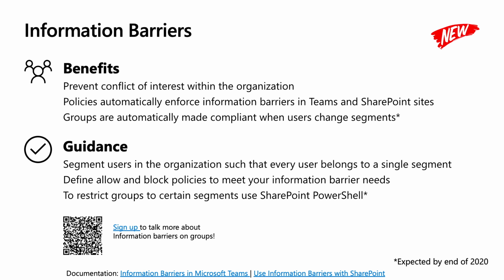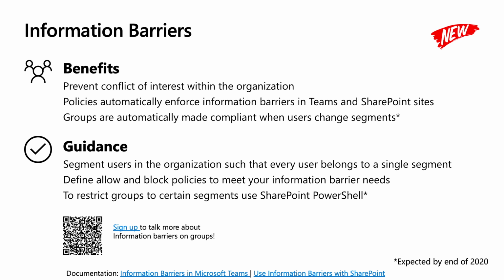To summarize, information barriers help you prevent conflict of interest within your organization. The policies are automatically enforced when members are added to groups on Teams and SharePoint. There could be scenarios where, for example, a user is moving from the trading department to the research department, and in such a case, the background compliance assistant will clean up the membership of these groups automatically to honor the IB policies.